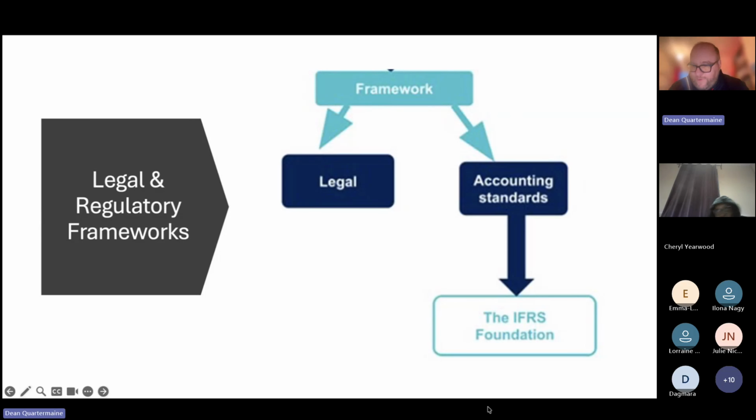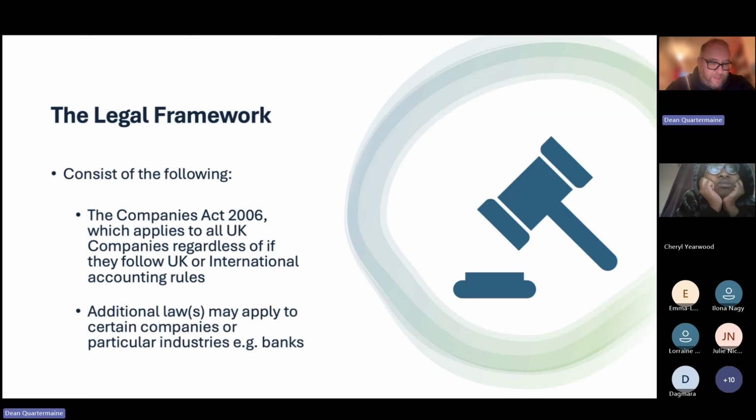So legal frameworks then. In terms of limited companies, it consists of two things. One is the Companies Act 2006, the key piece of government legislation, which applies to all UK companies, regardless of whether or not they are following UK or international accounting rules. So you may have, as an example, Amazon.